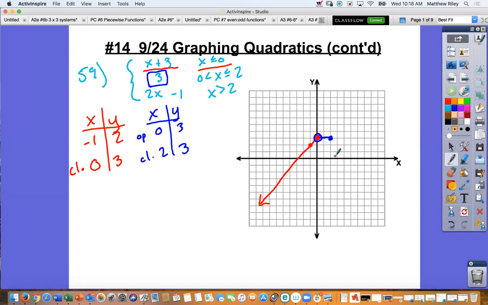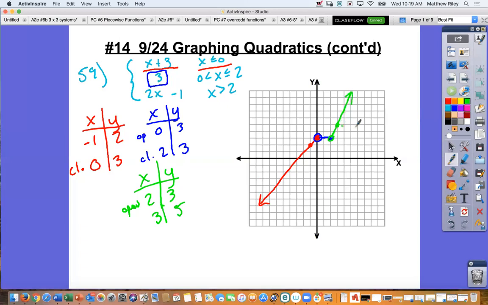Now the next part, right here, which I will do in green. So when x is greater than 2, so I have to start with 2, and it's going to be open. And then a number bigger than 2, so let's pick 3. 3 times 2 is 6. Minus 1 is 5. So at the point 2, 3, it's open. And then at 3, 5. That's going to go on forever.